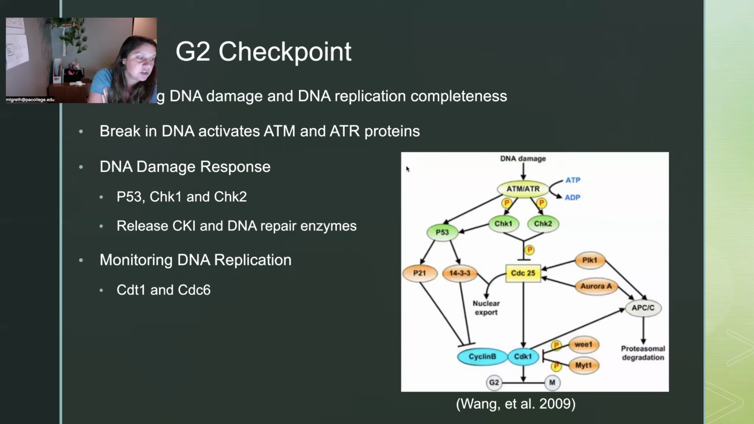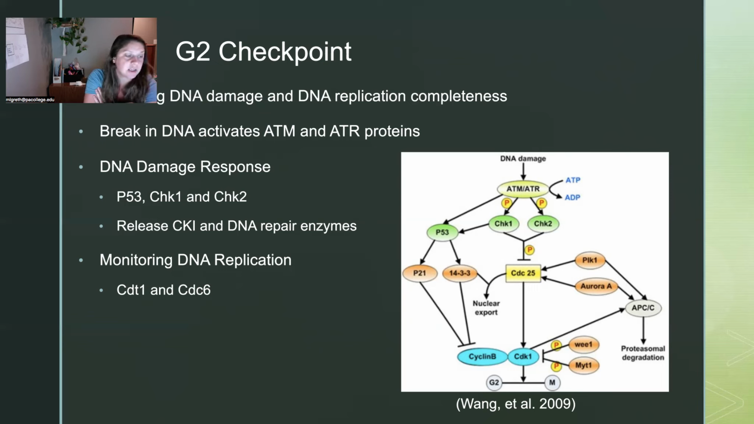The G2 checkpoint. So this is the DNA damage response. This is where the cell is going to be checking for DNA damage and DNA replication completeness from the S phase. They're looking for breaks in DNA, which would activate the ATM and the ATR proteins.